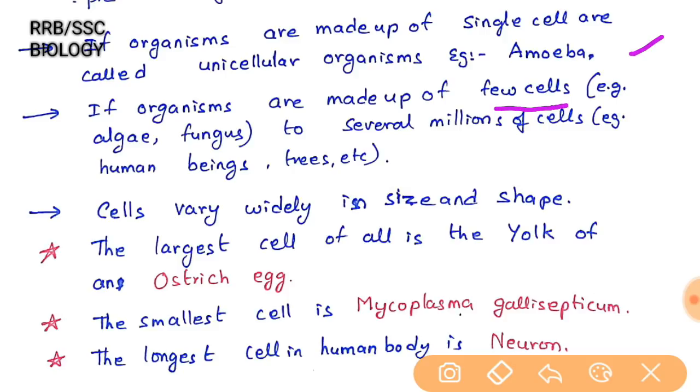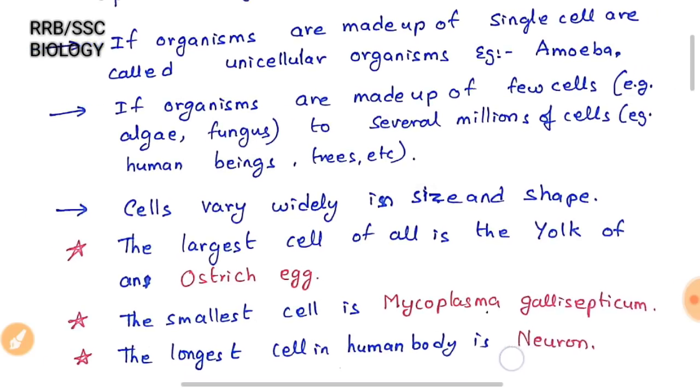The cells vary widely in size and shape. For the largest cell I have given a star mark, so these are potential questions in the exam. The largest cell of all is the yolk of an ostrich egg. The smallest cell is Mycoplasma gallisepticum. The longest cell in the human body, note that it is only in the human body, is the neuron, friends.